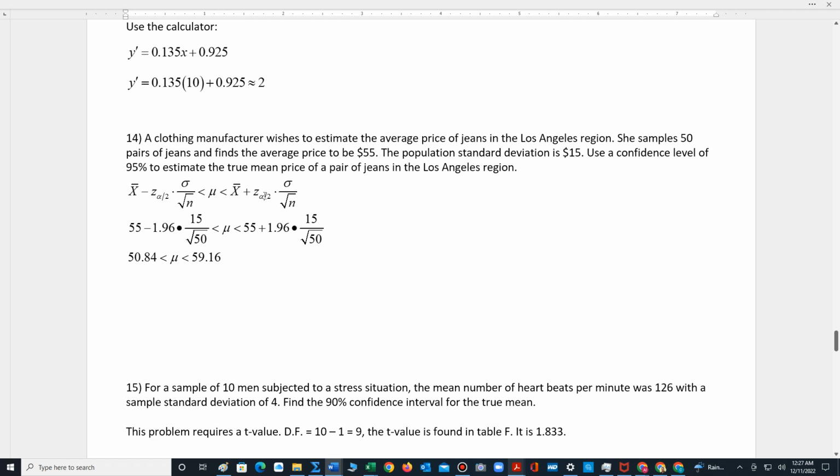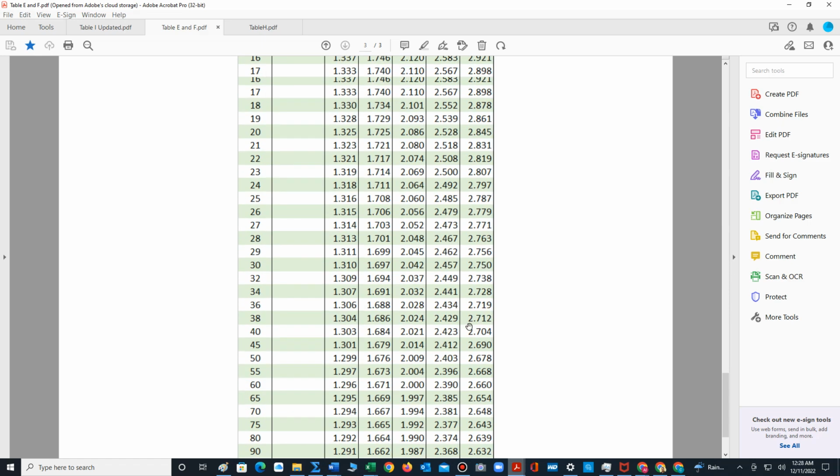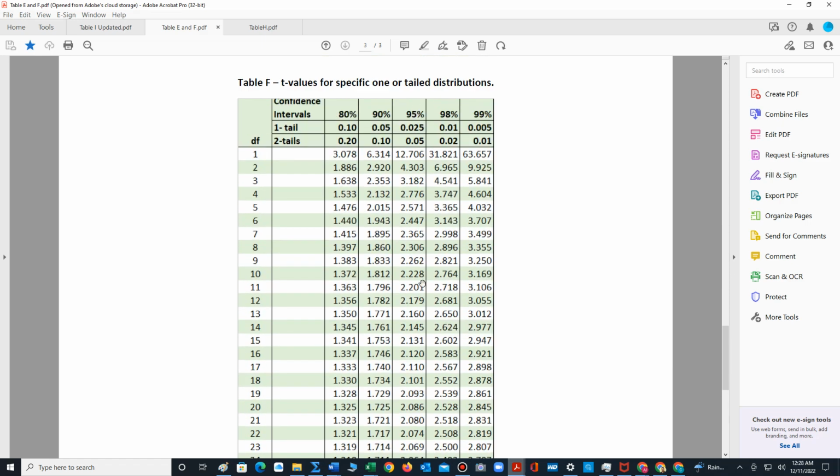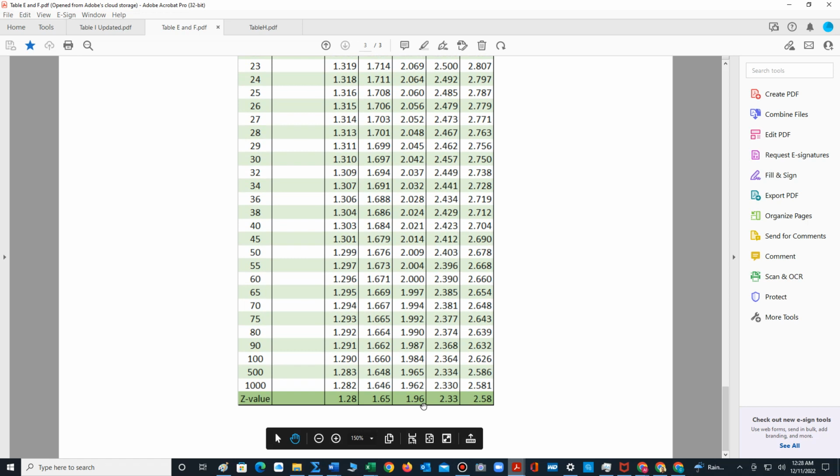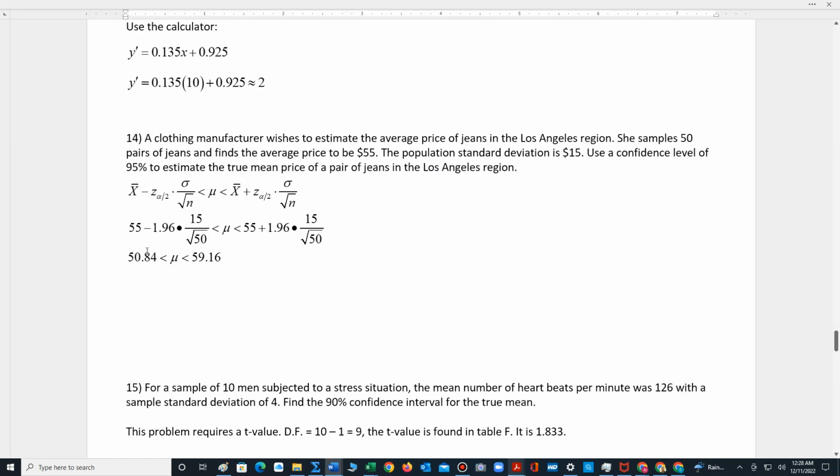So we're using this formula to estimate the value. We know x bar is 55. We know sigma, that's 15, and we know n, 50. We need to find the Z value in table F using 95%. So 95%, that's going to be 1.96. We plug that information into the formula, calculate, we get an average estimate. The average is between $50.84 and $59.16.